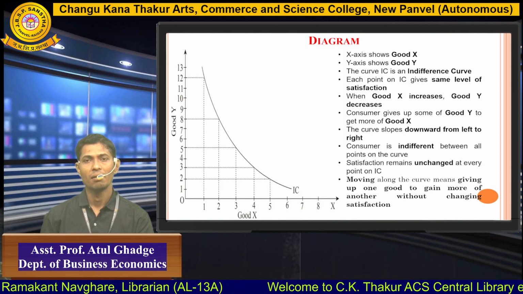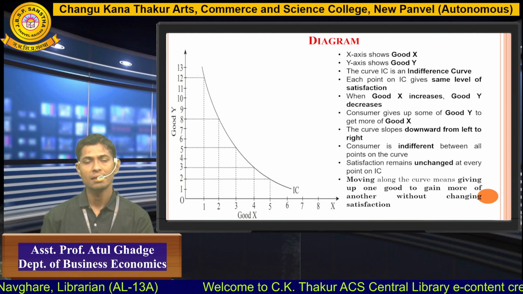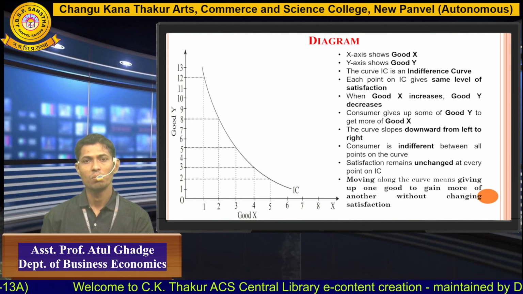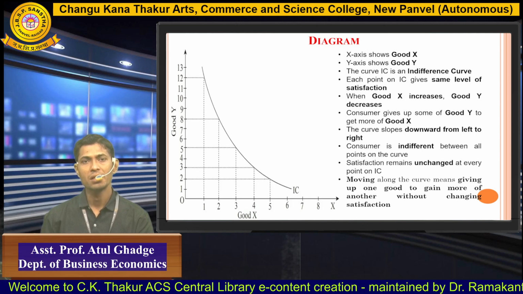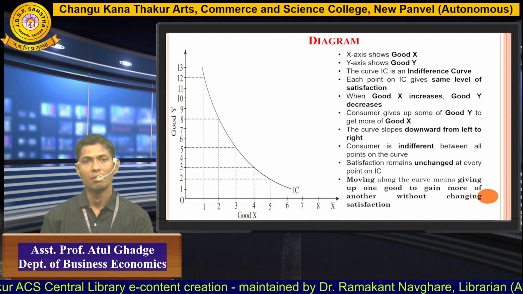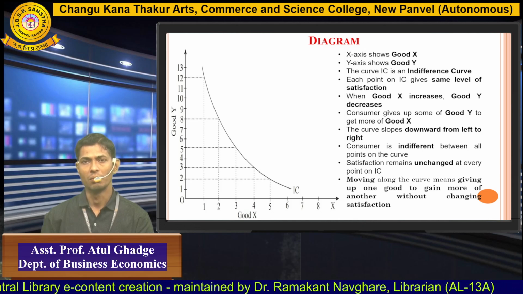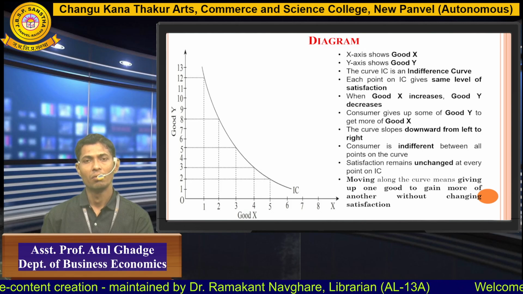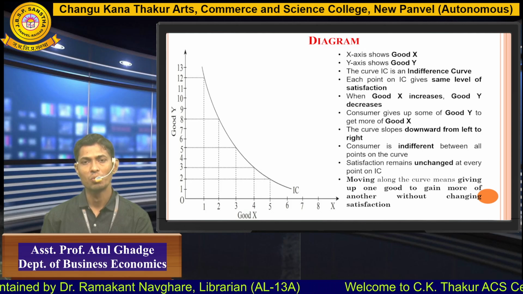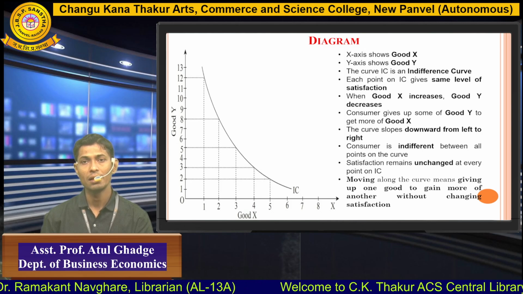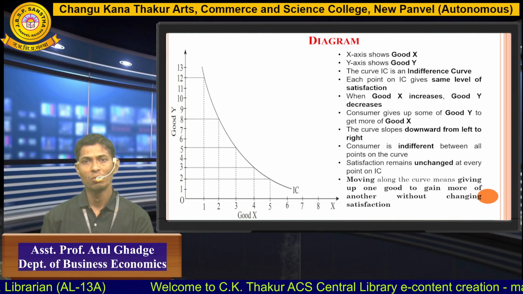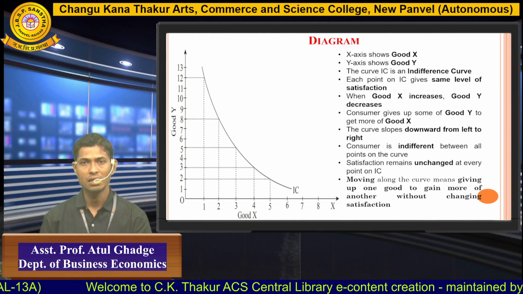Now it means that we are substituting good X and good Y, where as and when I want to consume more of good X, I must decrease good Y. Why? Because as we have seen already initially, we have a limited level of income. So out of limited income we have to manage. So therefore we have to select such a combination which allows us to buy a commodity in given limited income. So the consumer gives up some of good Y to get more of good X, and vice versa.